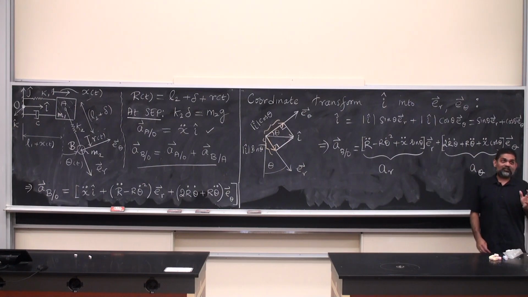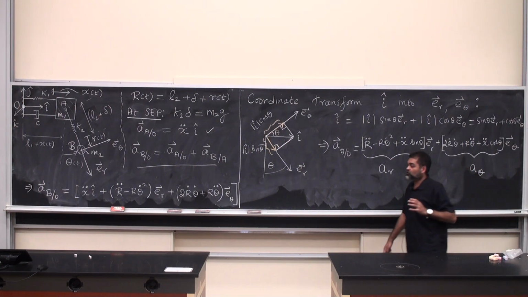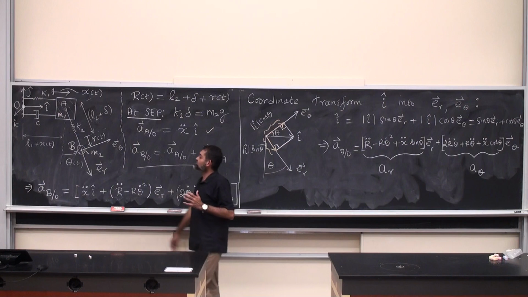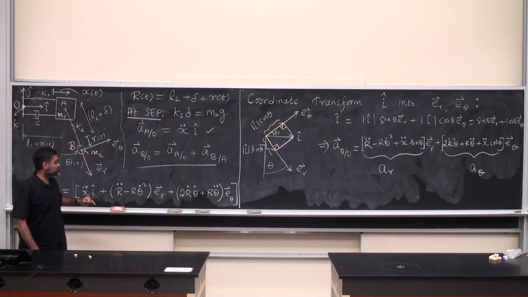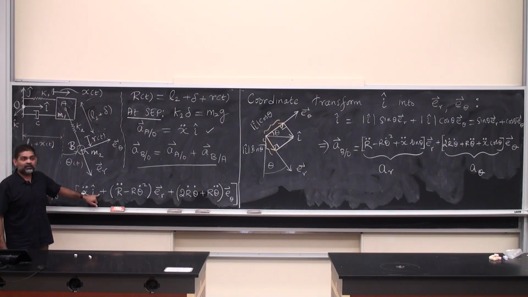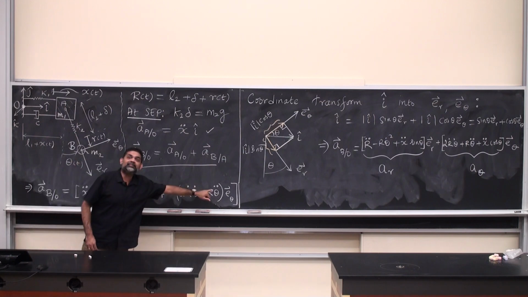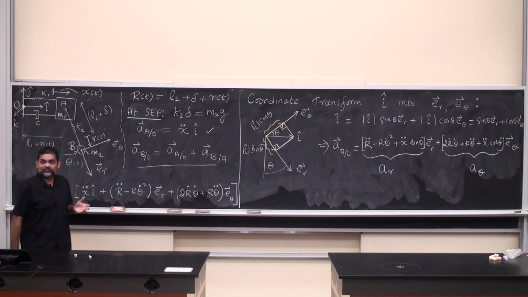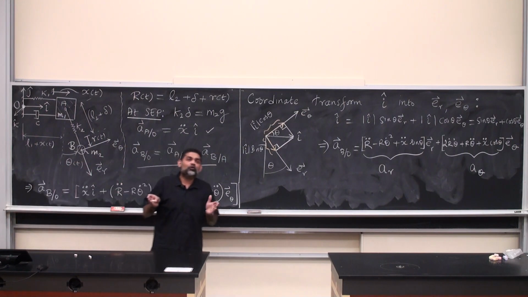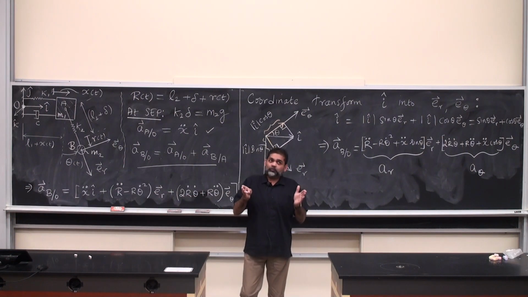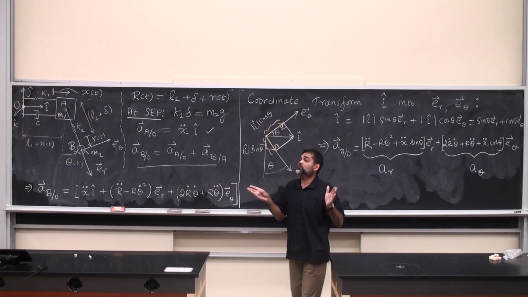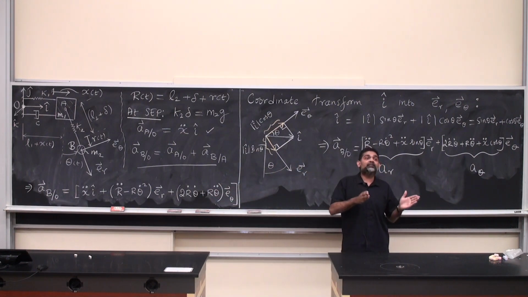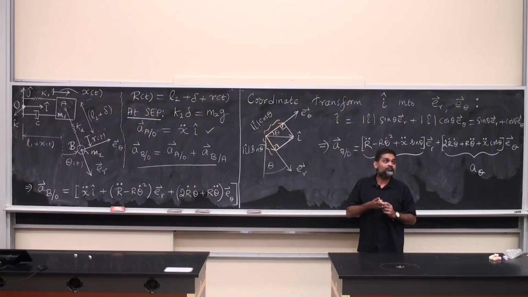But our job is not done. Why is it not done? It's because, as I mentioned last class, this is in the i hat system, and these are all in the e_r and e_theta systems. So we need to perform a coordinate transformation so that they are all in the same coordinate system. It could be the ij system, that's fine with me, or it could be the e_r, e_theta system, that's also fine with me. You do what is the easiest one to do.